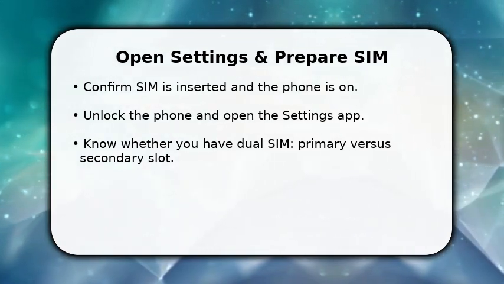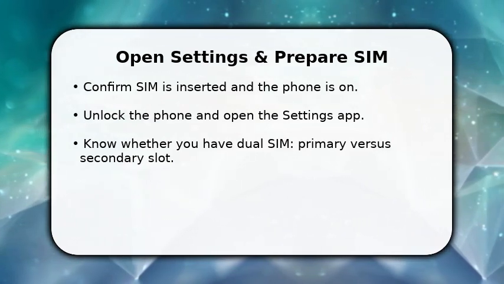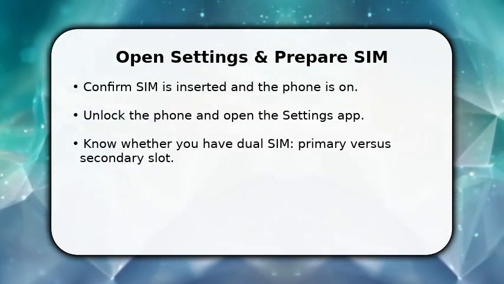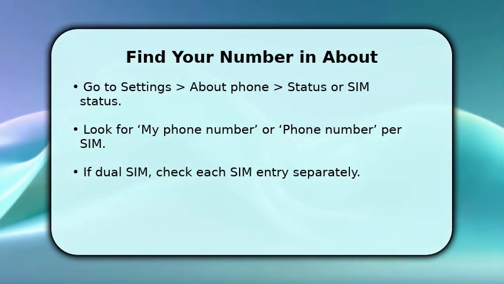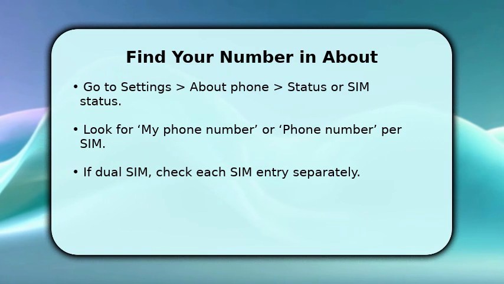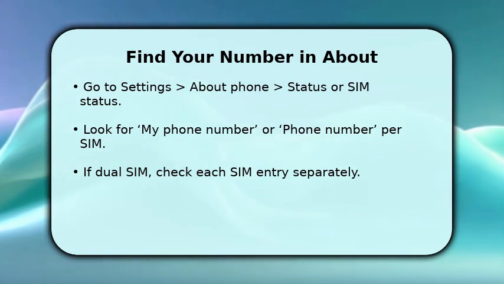If the SIM is inactive, the system may not show a number. Now tap About Phone to continue to the next actionable screen. From About Phone, tap Status or SIM Status. Different One UI versions label it differently.